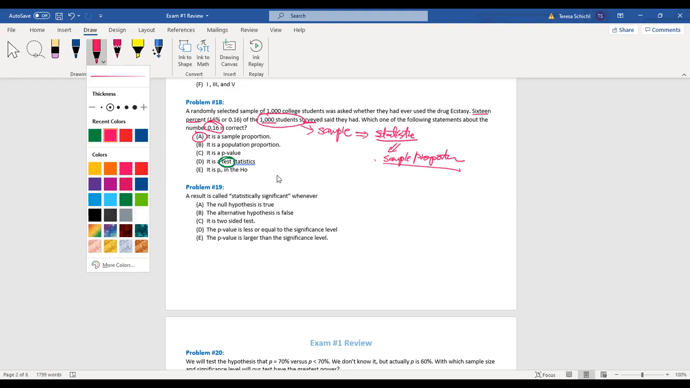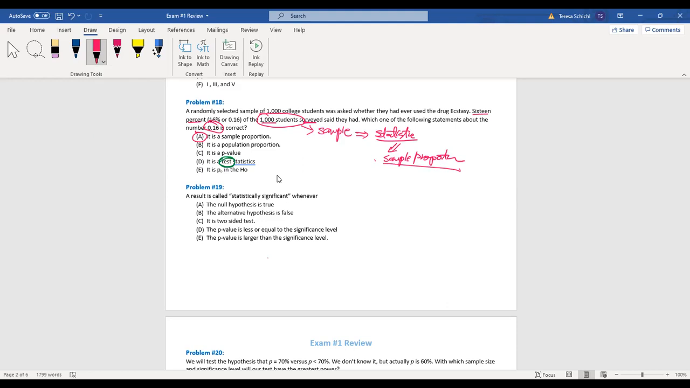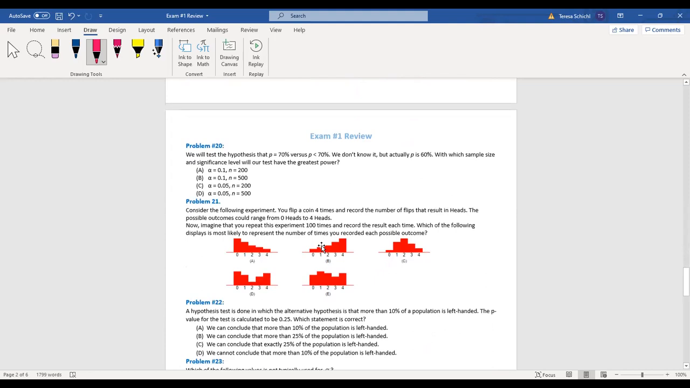Okay, so now the next one says a result is called statistically significant. What does that mean? Does it mean the null hypothesis is true? We don't know. Is the alternative hypothesis false? We don't know. Is it a two-sided test? I'm not sure. No, it doesn't mean that; a one-sided test can also be statistically significant. The p-value is less than or equal to the significance level. Yes, right. So when the p-value is small, then I have significant evidence. If the p-value is larger than the significance level, that's not true here.